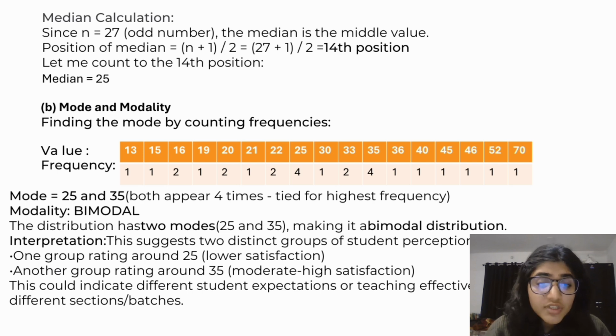This suggests two distinct groups of student perception. That is, one group rating around 25 and another group rating around 35. This could indicate different student expectations or teaching effectiveness varying across different sections or batches.